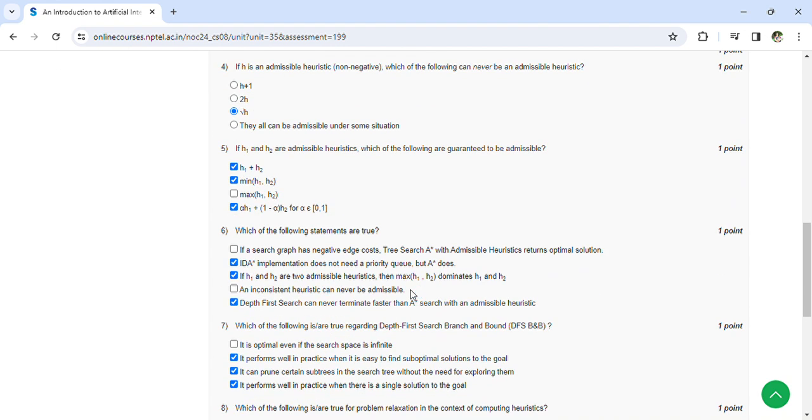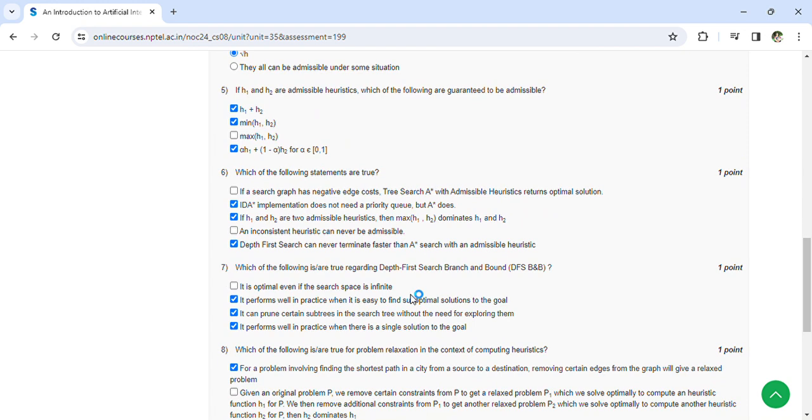Which of the following statements are true? Here we are having 5 statements, and B, C, and E are the correct options. And coming to the seventh question, which of the following are true regarding the depth first search, branch and bound? So here the correct answers are B, C, D.